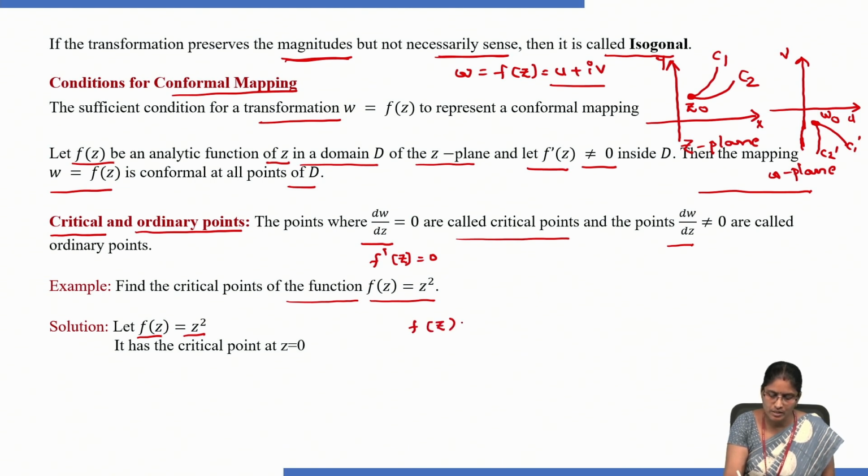Function f of z is equal to z square. F dash of z is equal to 2z. Here f dash of z is equal to 0, so that means we have to take z value which is 0. Therefore, it has the critical point at z is equal to 0.